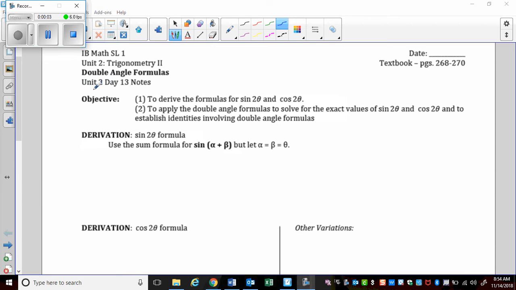Good morning. This is Unit 2, Day 13 notes. Today we're going to go over the double angle formulas.